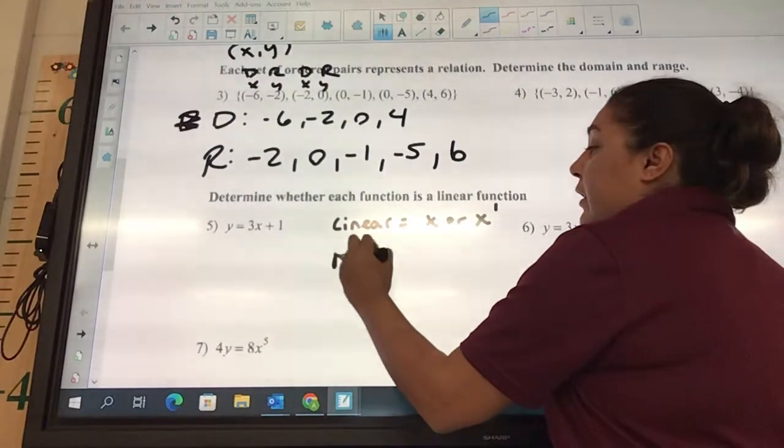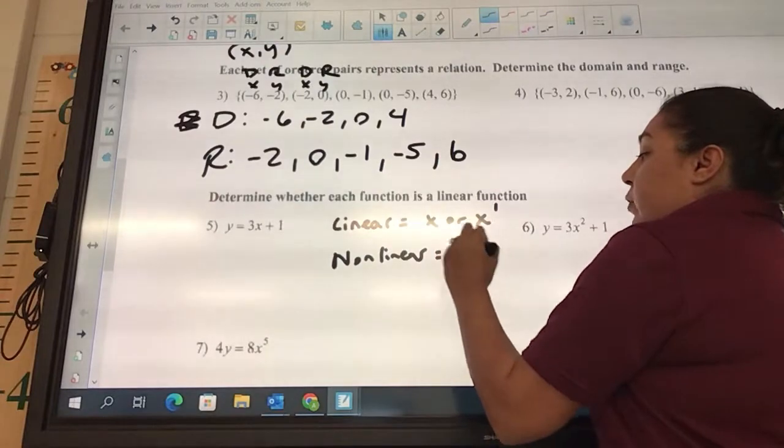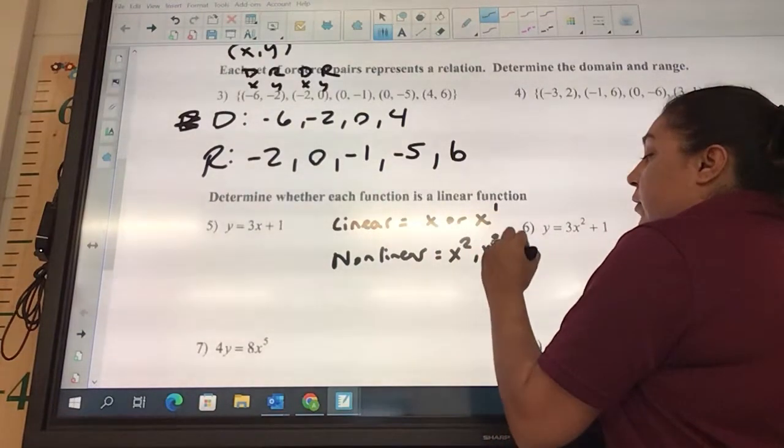Okay, what does non-linear look like? It has more than one. Yeah, it'd be x squared or x cubed or higher.